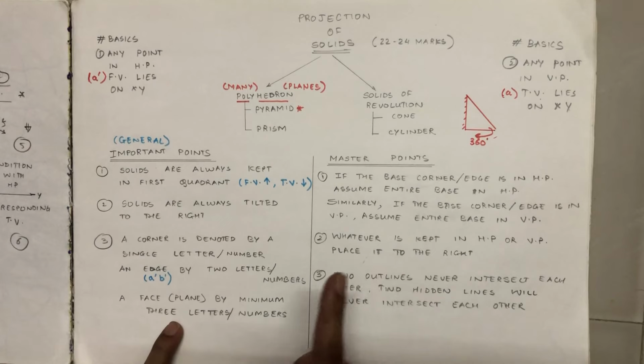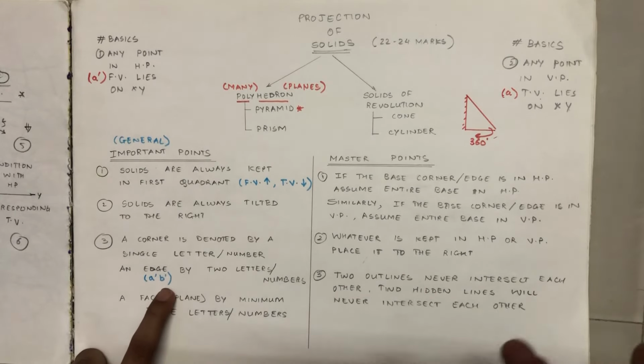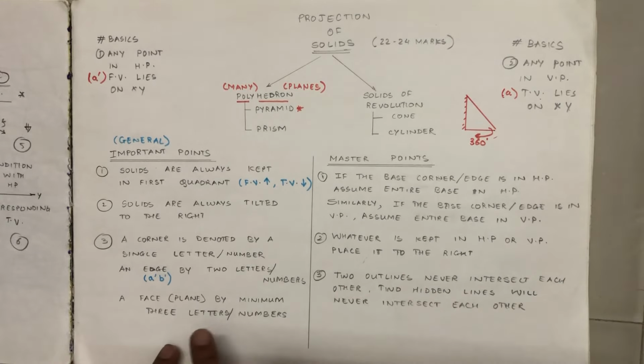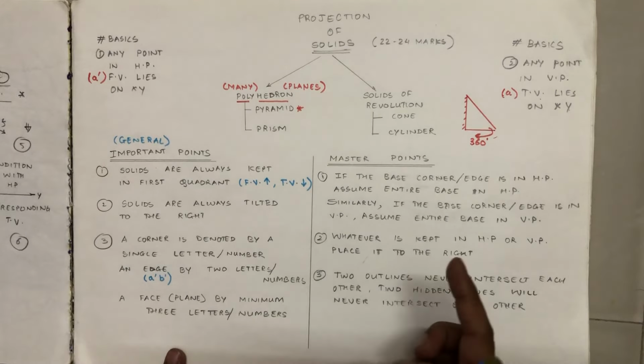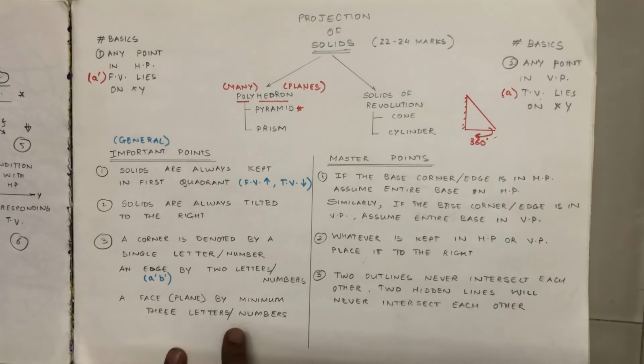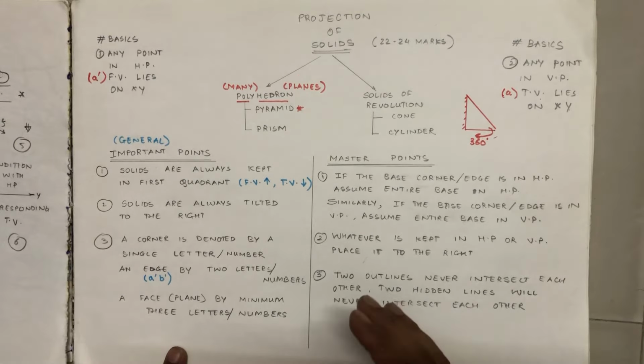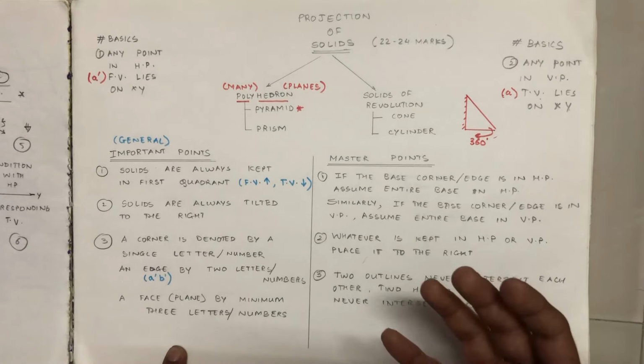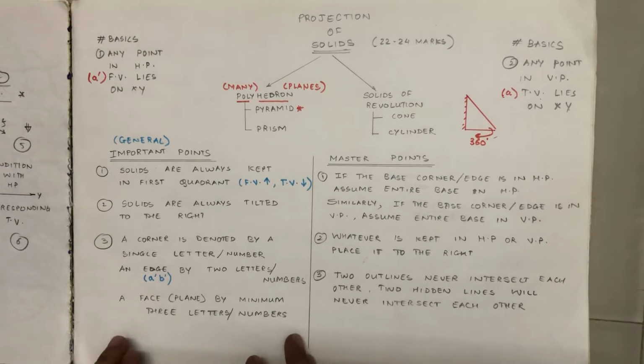A triangle would be something like a dash, b dash, c dash. A rectangle would be a dash, b dash, c dash, d dash. Or in the form of numbers, it will be 1 dash, 2 dash, 3 dash, 4 dash. A rectangle, that is. Similarly, a pentagon would be 5 letters or 5 numbers. So if we have all these things coming together, we have to understand that it's a face or a plane.